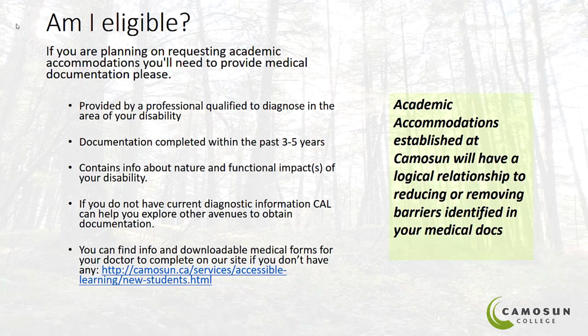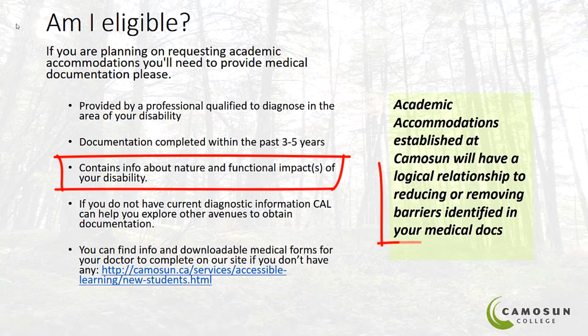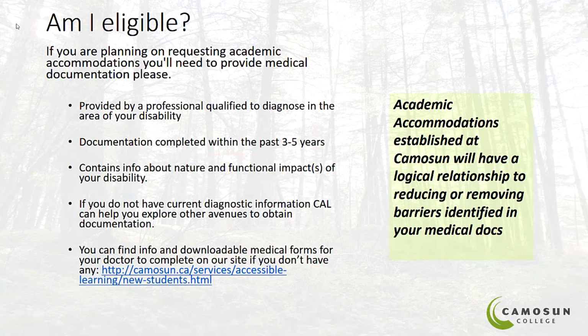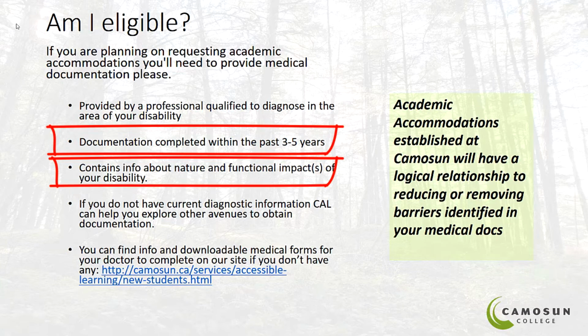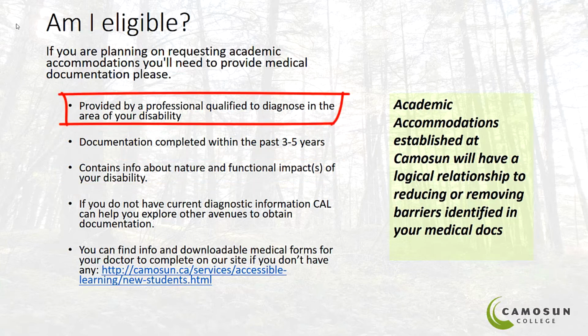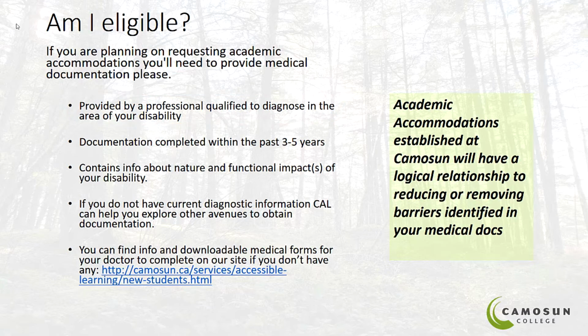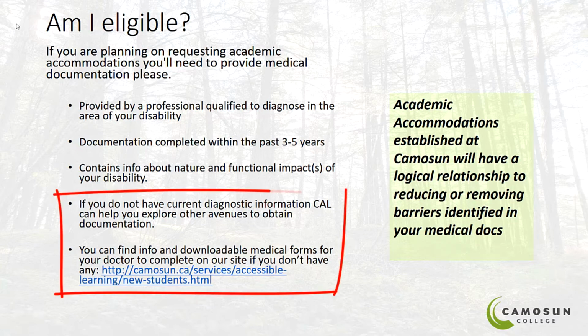Your medical documentation assists us to understand your specific functional impacts or barriers and then create accommodations that have a logical relationship to those. The documentation needs to be current enough for it to be relevant and comprehensive enough for us to understand what the functional impacts are in an academic environment. It also needs to be written by a medical assessor who is qualified to comment about your disability. If you already have medical documentation, you can submit it to CAL for the purpose of registering for academic accommodations. If you don't have medical or you need updated medical, we've provided convenient and comprehensive downloadable forms for your assessor to complete on our New to CAL Students webpage.